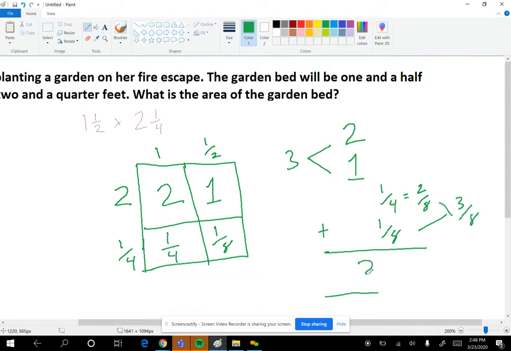Our answer is 3 and 3/8 because we added together each of the partial products that we found here to get our final answer of 3 and 3/8. And that's how we use partial products.